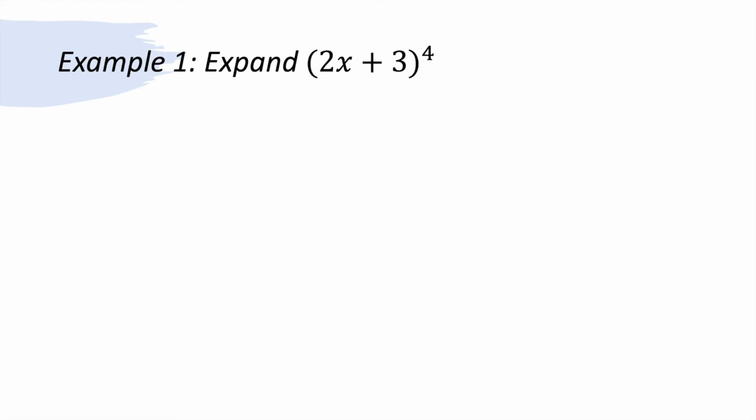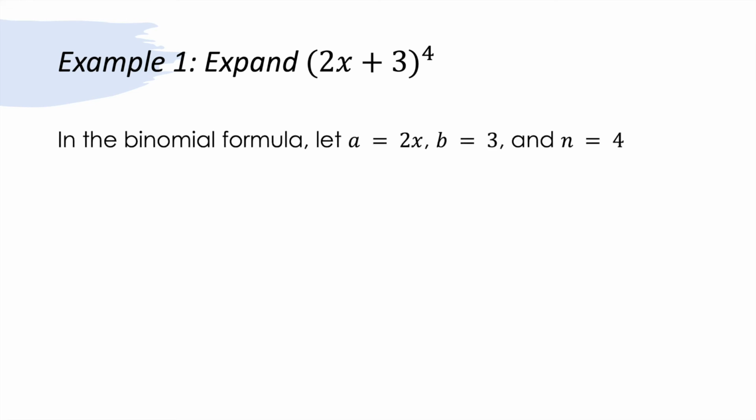For our first example, let's try to expand 2x plus 3 to the power of 4. In the binomial formula, we're going to let a equal 2x, b equal 3, and since the exponent is 4, we're going to let n equal 4. Here's a reminder of what the binomial expansion formula says, and all we have to do now is plug in a, b, and n into the formula above and simplify.